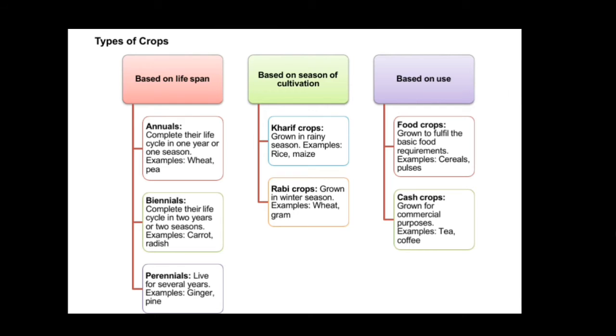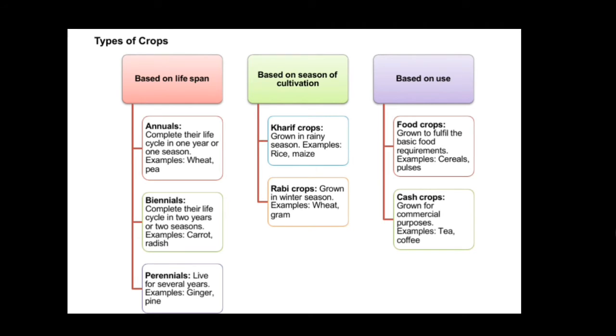The next type of crops on the basis of season are Rabi crops. These are the crops which are sown in the winter season, generally in October to November, and are harvested in March to April. These are also called winter crops. If we talk about the examples of Rabi crops, these include wheat, gram, pea, mustard, etc.